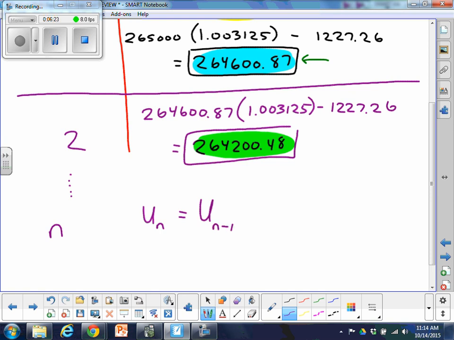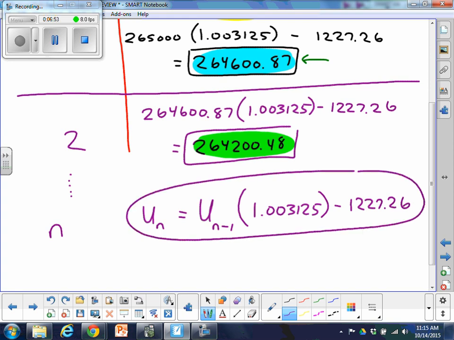So for example, if I wanted the 10th month, I would need the 10 minus 1. I would need the 9th month's value. Okay, because you're always using the value right before the one you want. And now you're only doing 2 things with it. You are multiplying it by that interest growth factor, which was 1.003125, and you're subtracting the payment. Okay, and this will be the recursive formula.